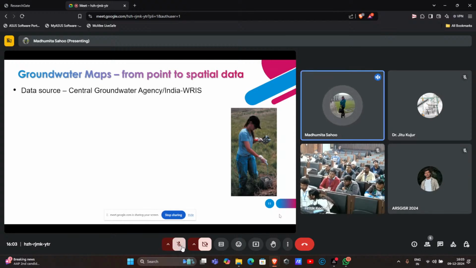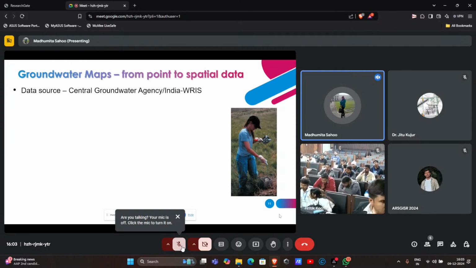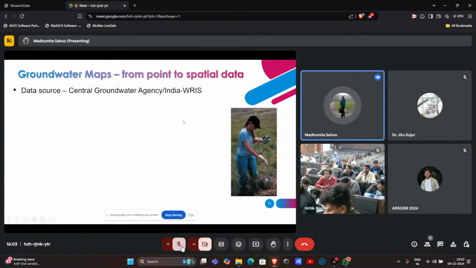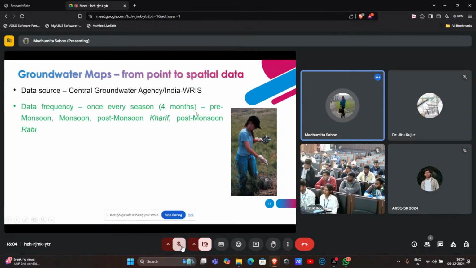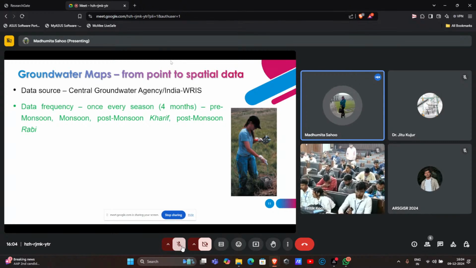Okay, thank you. So the primary data source for groundwater is the Central Groundwater Agency and the State Groundwater Agency. They collect the data, and it is deposited in a repository called India WRIS. India WRIS has a very good repository on the groundwater level around the country, and the problem and the solution both lie there at the same time.